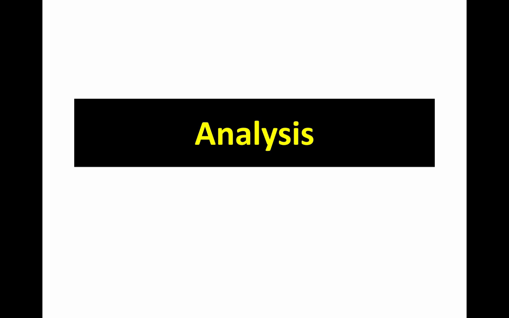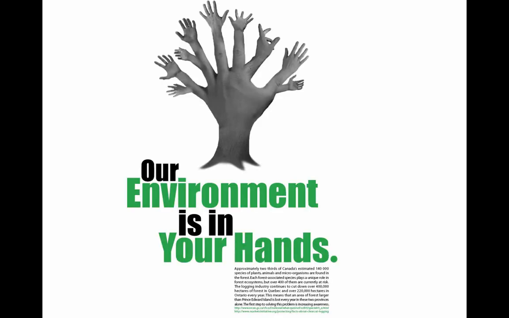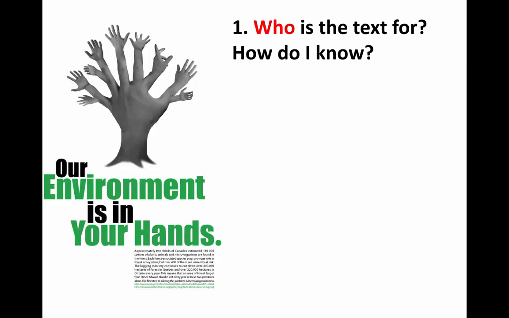Now let's take a closer look at a sample visual text to see how we can apply our analysis to the text to make sense of what it's trying to tell us. So in the following slides, I will show you the steps to analyze a visual text. We first begin by looking at the text. We can ask ourselves, who is the text for, and how do I know? How do we go about doing this?